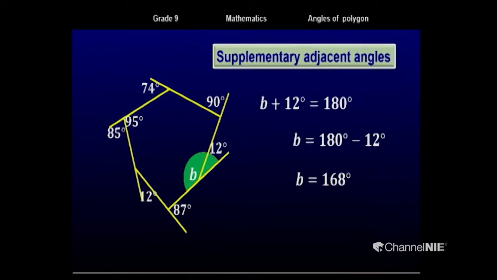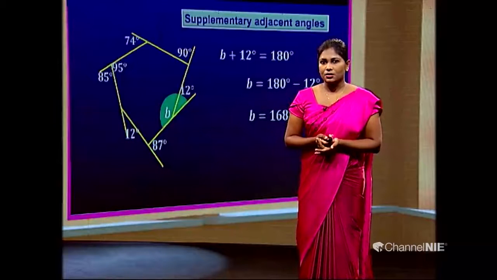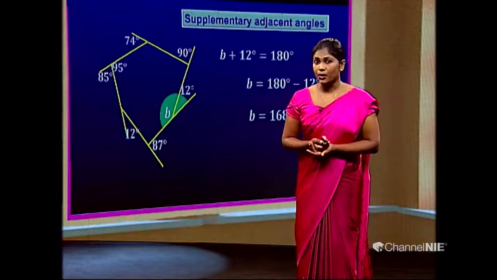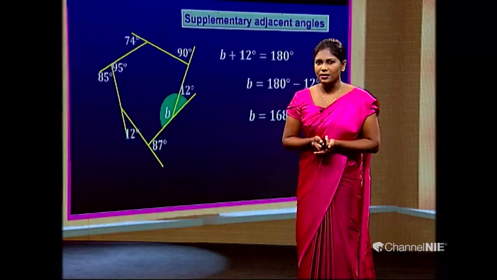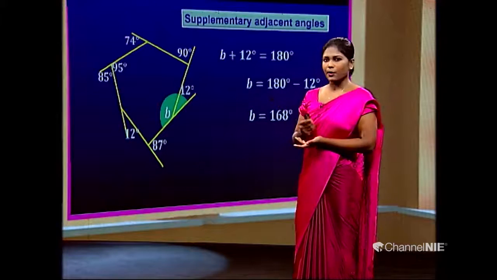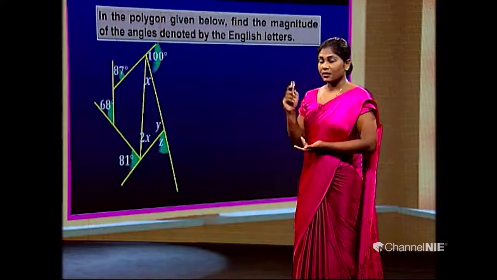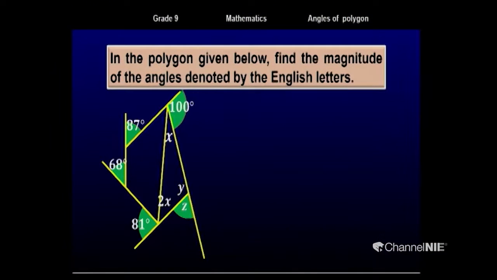Then we simplify that equation and take the value of B as 168 degrees. Okay children, shall we do another question? Hope you are ready. Are you ready? Okay, look at the second question. Read the question with me. In the polygon given below, find the magnitude of the angles denoted by the English letters.